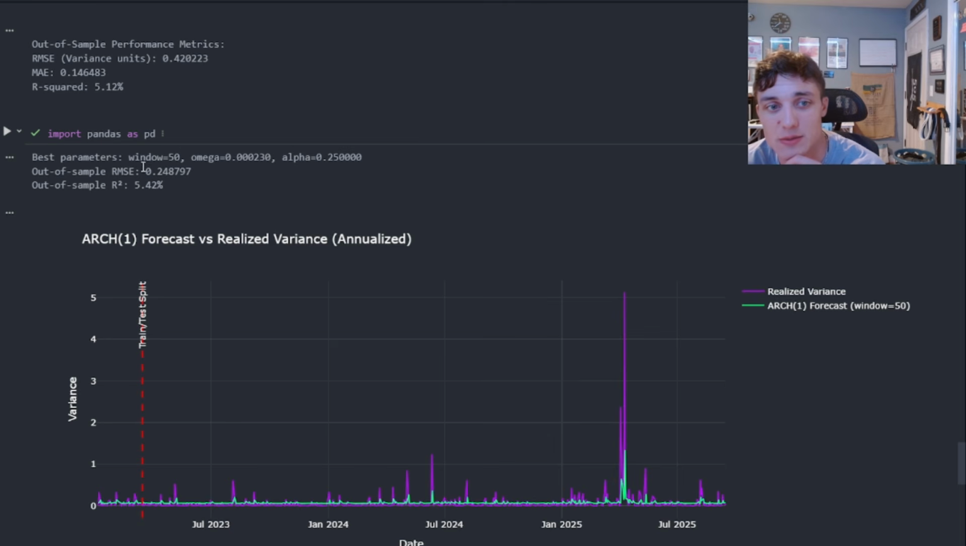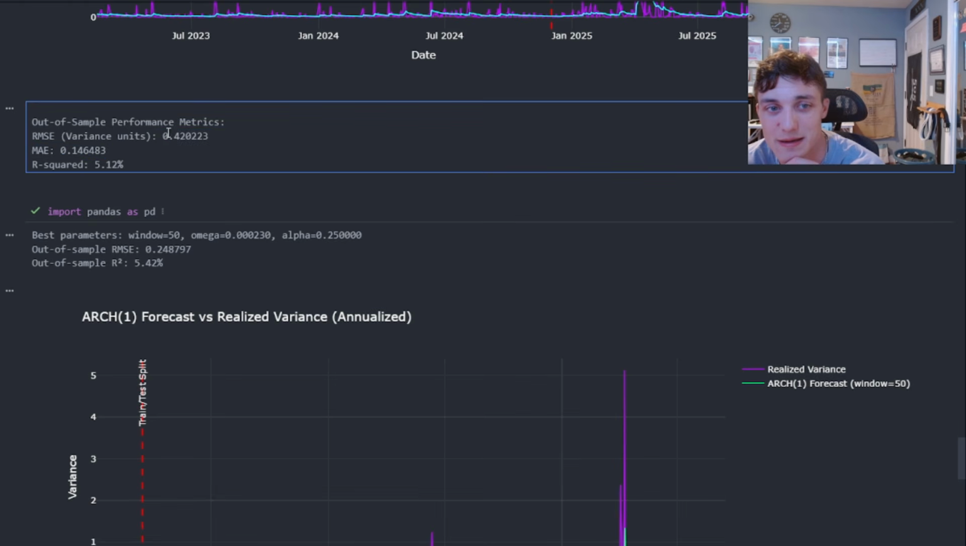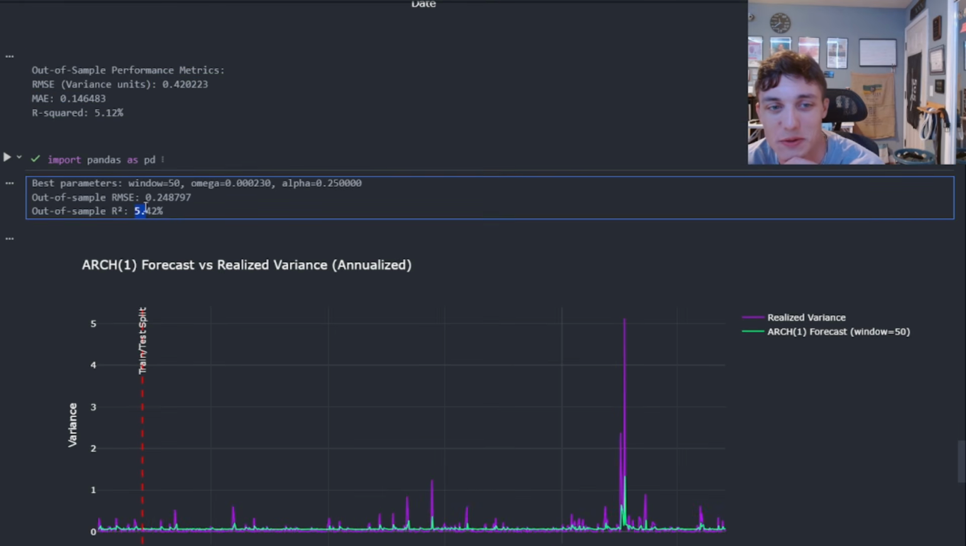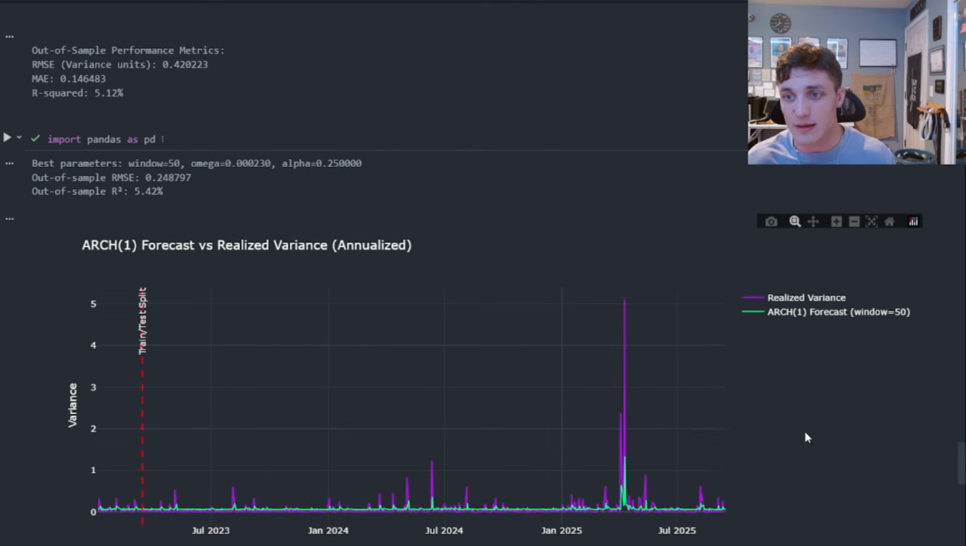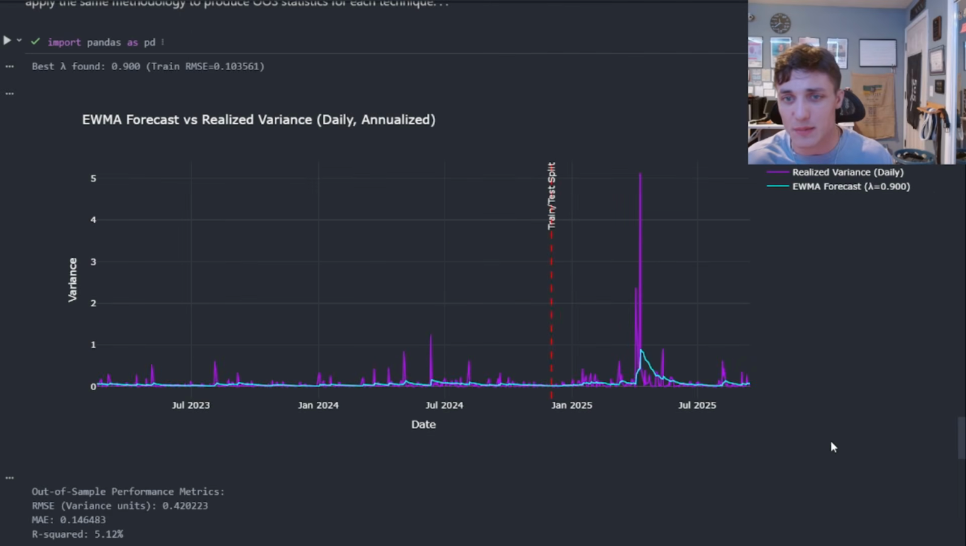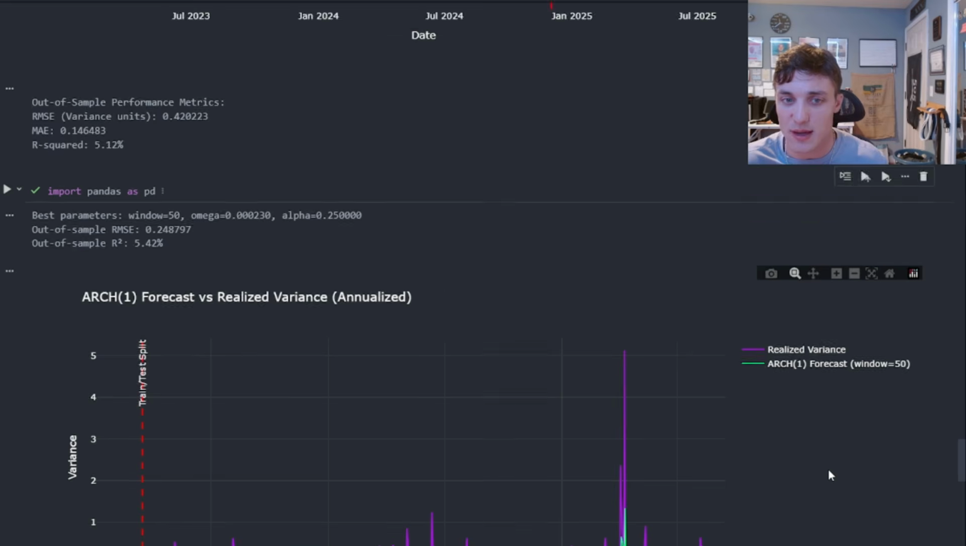We could see a root mean squared error of roughly 25% here relative to the 42% of the EWMA process there, and a higher R squared, so a higher variance explained as well. Now, of course, this is just one example, right? I could overfit the weighted moving average and maybe make it perform better. Maybe I could do the same with an ARCH model.